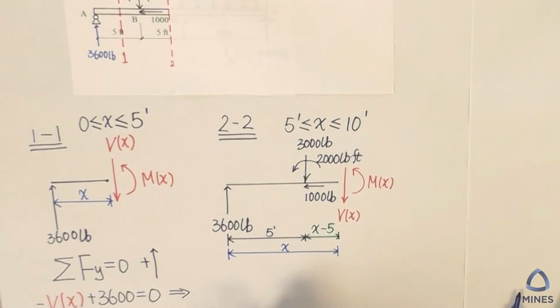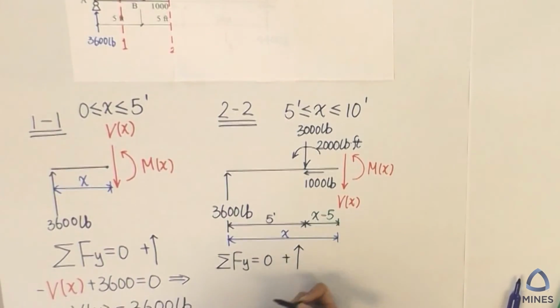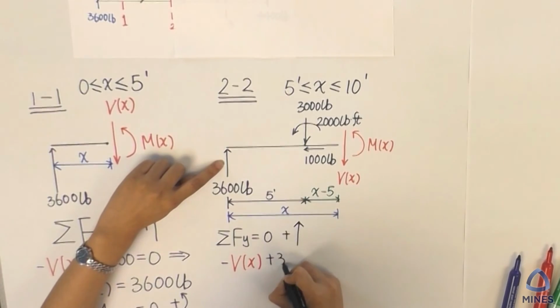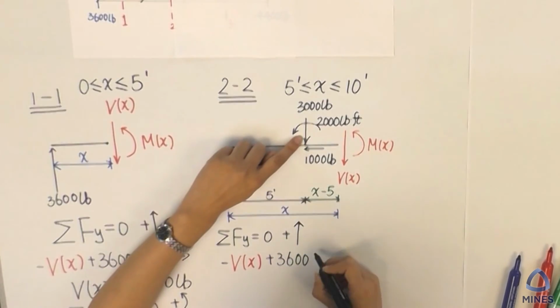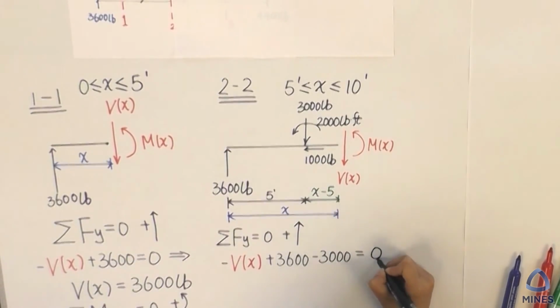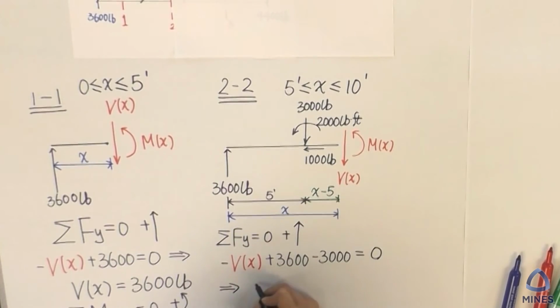So with everything ready, again, let's try to summarize the force. In the y direction, then we had 36 go up, we had 3,000 going down. And the moment is not going to affect our shear function. So which means we can obtain the shear function is going to be 600 pounds.